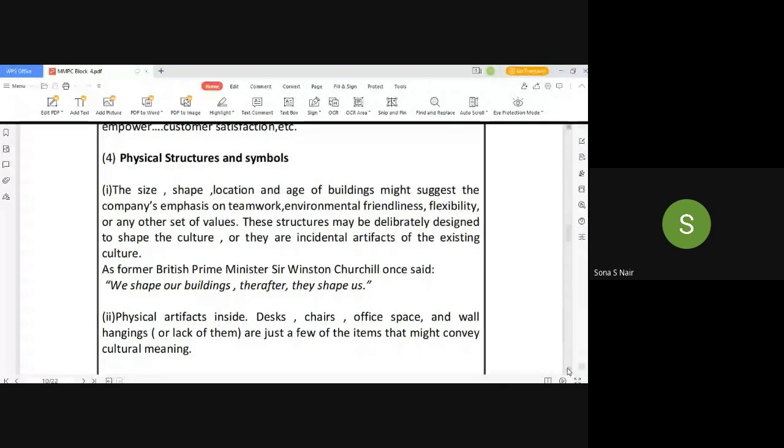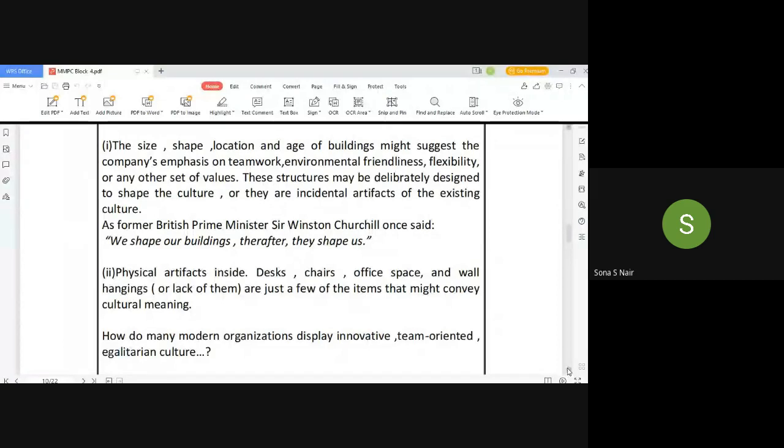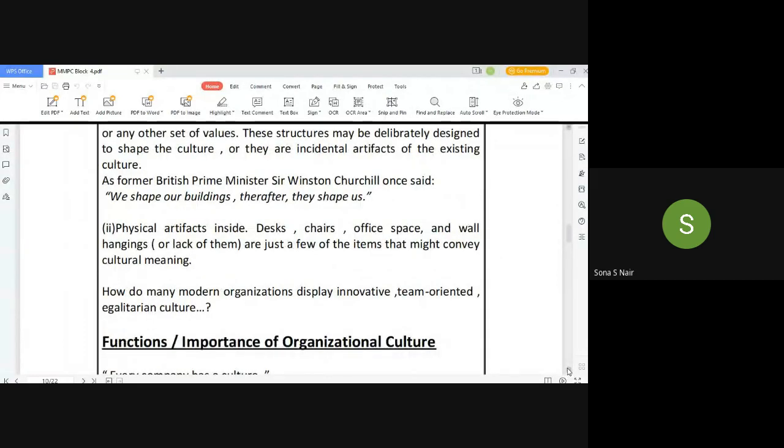Could be any quality. And there's a very good quote I found. It says that we shape our buildings and thereafter they shape us. So where we are working is a very good indicator of what kind of culture is existing there. Now, how do you think that many modern organizations display innovativeness or team-oriented culture or egalitarian culture? The new offices that are designed by most modern companies give space to the workers.